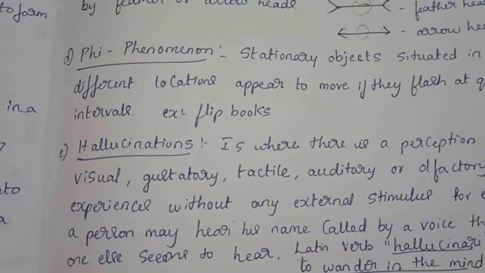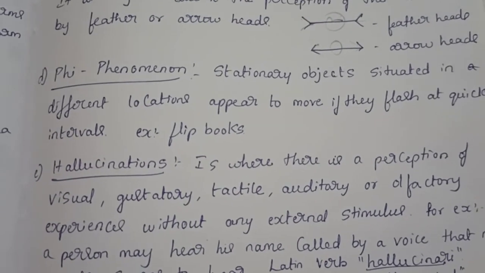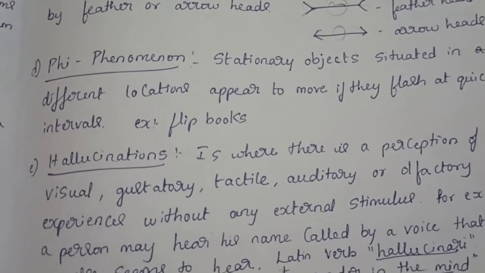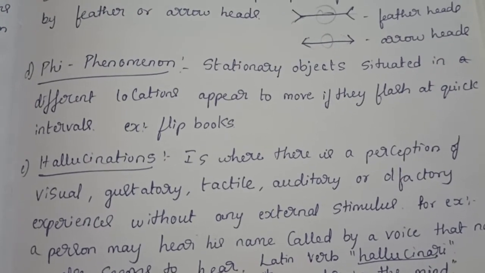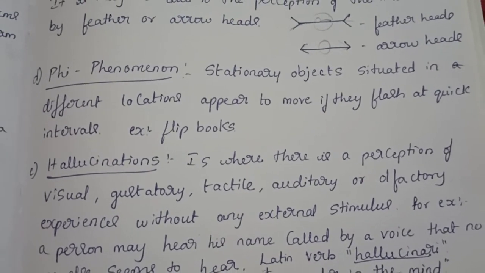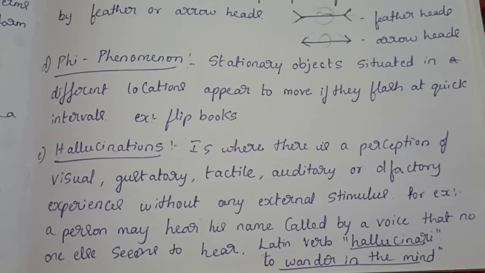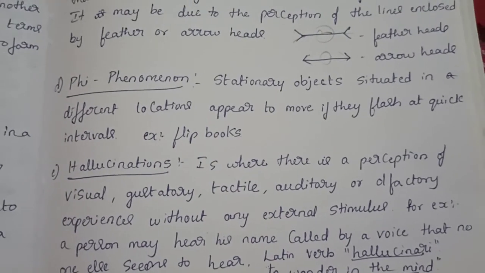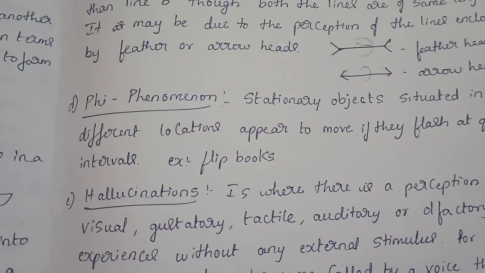Sometimes everyone feels that someone is calling them, but when you turn around and look back, there is no one. Some people will hear noises that no one else can hear. And some people, to an extent, see people, but actually there is no person. These are all hallucinations.